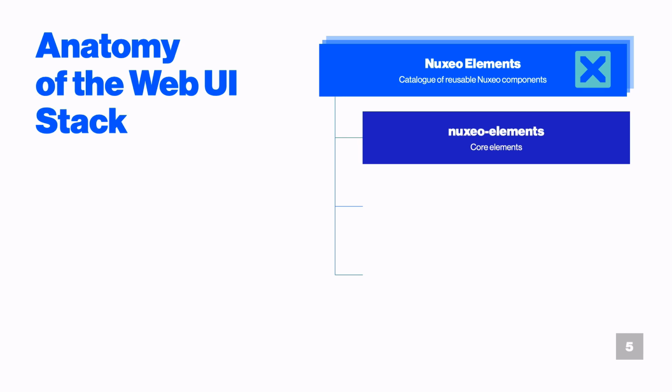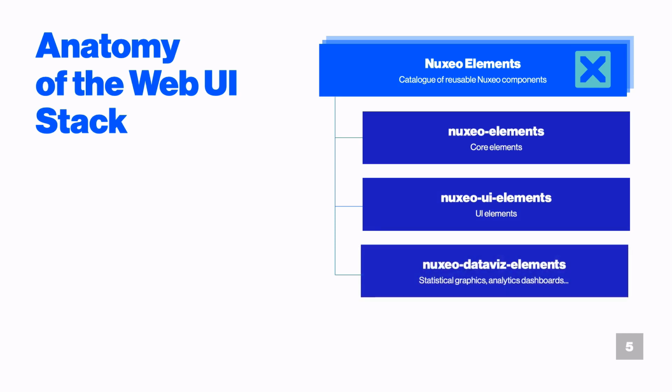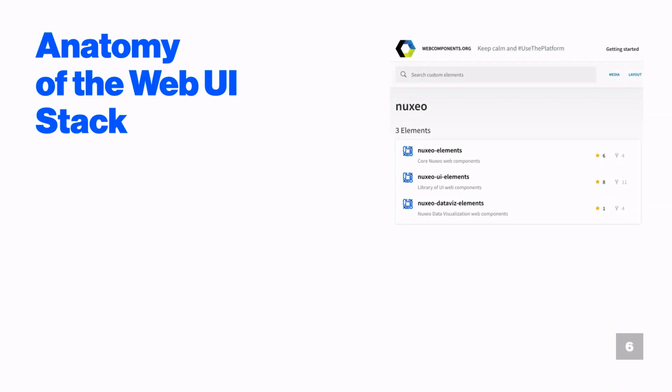Nuxeo UI Elements gather all the interface elements used in the different layouts: the document previewer, date picker, user group permission tab, among others. Finally, Nuxeo DataViz Elements allows you to integrate reports as different charts and histograms, used, for example, to create custom dashboards. These elements are available and documented in the Web Components element catalog. We will explore these elements in detail later in the video.